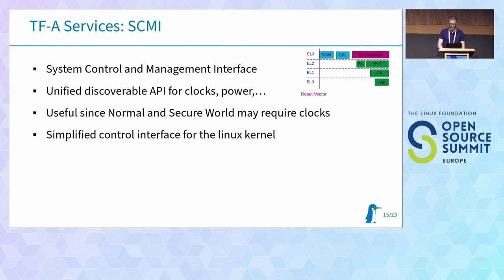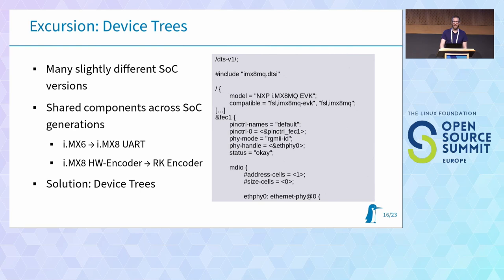I have a short excursion here, because if we want to boot up a Linux kernel, we need some kind of system to describe how or what hardware is available on the system. And we have many, many slightly different SoC versions out there. So you might have an MX8 processor, which is 4 cores, and all the usual peripheral hardware like media encoders, camera interfaces, accelerators, and so on. But there's also a slightly different variant, which is only 2 cores, so it's only a dual core.